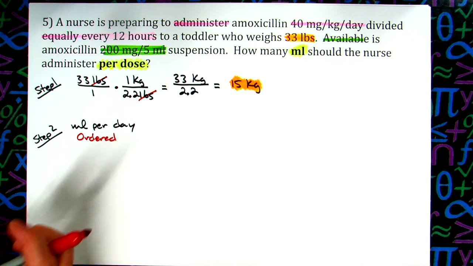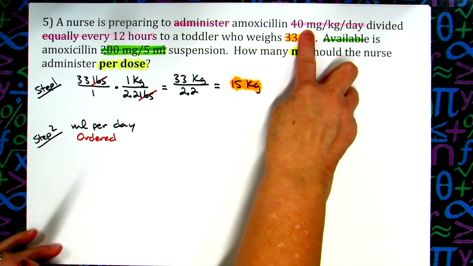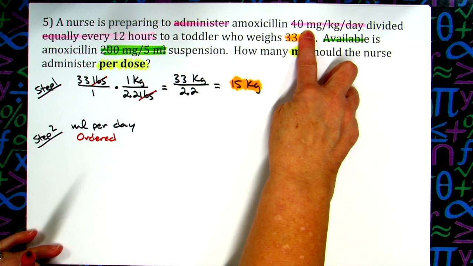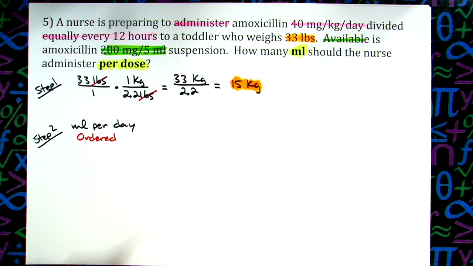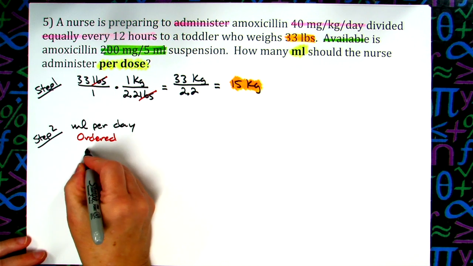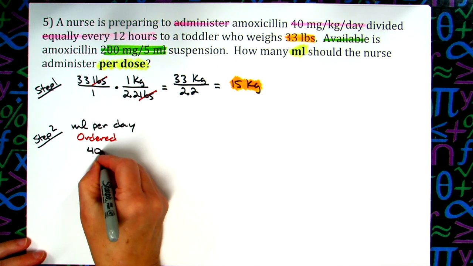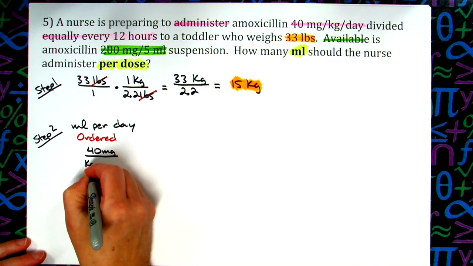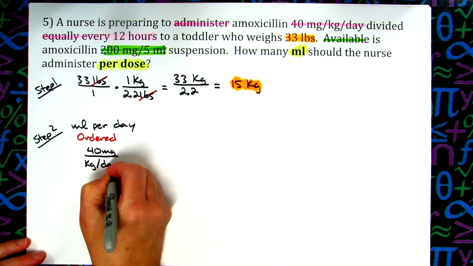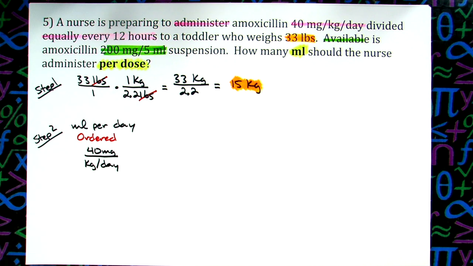All right, we'll go back up. We're supposed to administer 40 milligrams per kilogram per day. So the way I'm going to choose to write that is I'm going to go ahead and put the 40 milligrams in the top, and then I'm going to do the kilograms per day in the bottom, just so that we know that this is going to give us milliliters per day when we're all done.